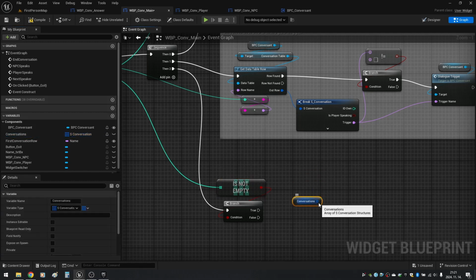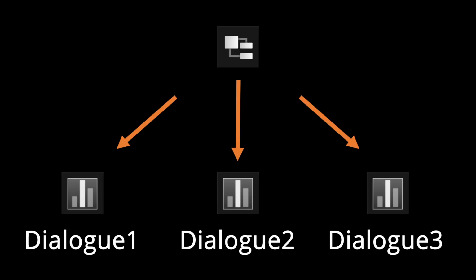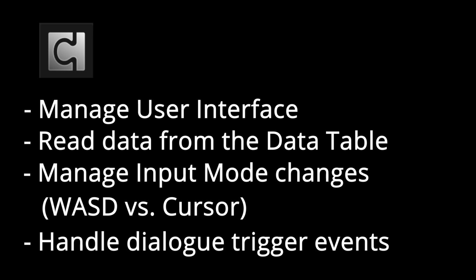So let's get going. The way it will work is the following. We will need a data table for each dialogue and a data struct that will populate the table. Then we will need the actor component, which will manage the user interface. It will read from the data table, it will manage the input mode changes and the event triggers.